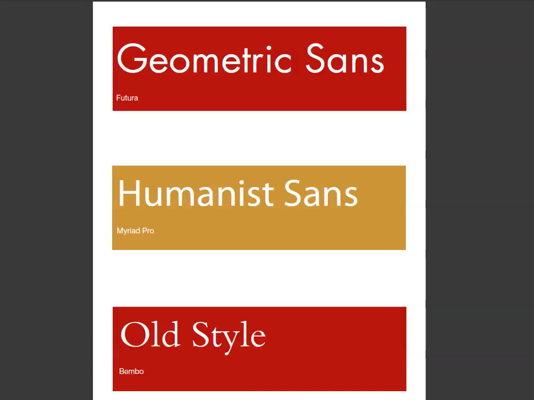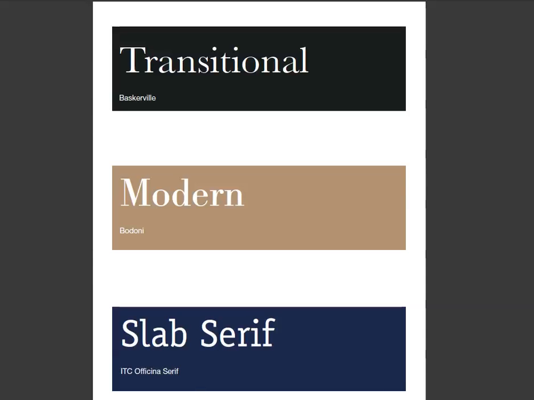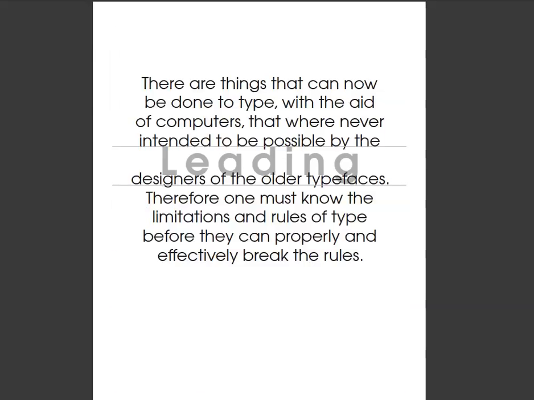So take a look at here. We have the font like Futura. That's a geometric sans serif font. Myriad Pro, which I love, and comes with Adobe products, so we'll have it with InDesign. And old style is Bembo. Baskerville, transitional, Bodoni. I love Bodoni. Fantastic font. Does so many things, and it's modern. ITC Aficionada Serif, slab serif. Nice font. Take a look at the things that are going on here.